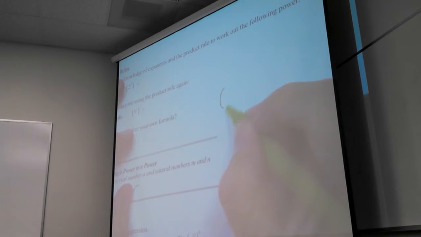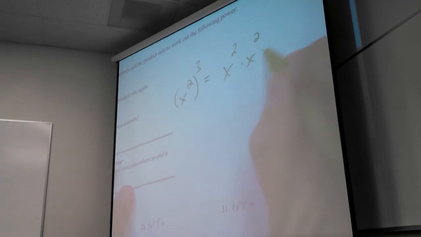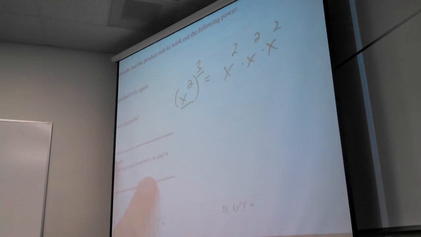So if I have x to the second cubed, what does something cubed mean? It's 3 of them multiplying, right? So this would be x squared times x squared times x squared. I got 3 of these. And what's x squared times x squared times x squared? x to the 6. Yeah, 2 plus 2 plus 2 is 6.